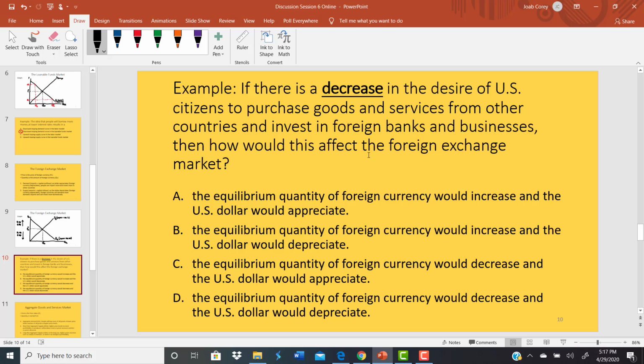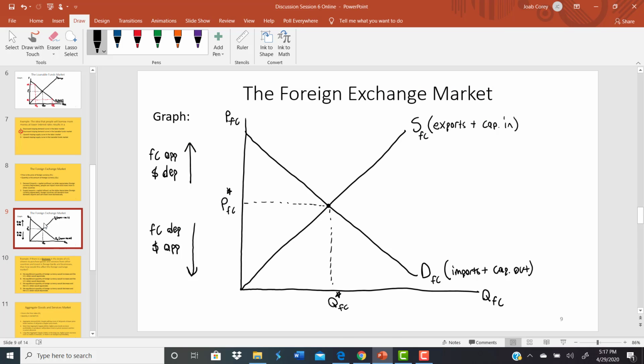the foreign exchange market? Right, so again, it's telling you here that we have a decrease in the desire of U.S. citizens to purchase goods and services from other countries. Right, so in other words, our desire to import has gone down, and our desire to invest in those foreign banks and businesses has gone down. So it looks like we're talking about a decrease in the demand for foreign currency. So when the demand for foreign currency decreases, again, that is a shift to the left.